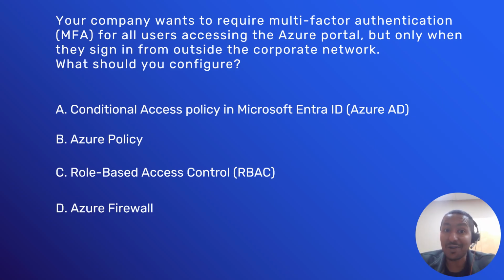So option A, conditional access policy in Microsoft Entra ID. A conditional access policy allows you to control access based on conditions, like the user location, device, app, or risk level. In this case, you can configure a policy to require MFA only when the user is outside the trusted network. And that's exactly what the question is asking for, and this is the right answer. So this option is spot on.